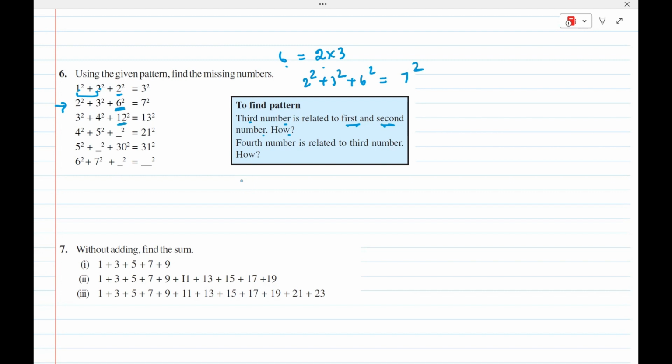Here you see 12. So the two consecutive numbers, 3 4s are 12. So 3 square, 4 square and 12 square will give you one more than the higher number, means 12. One more is 13 square.